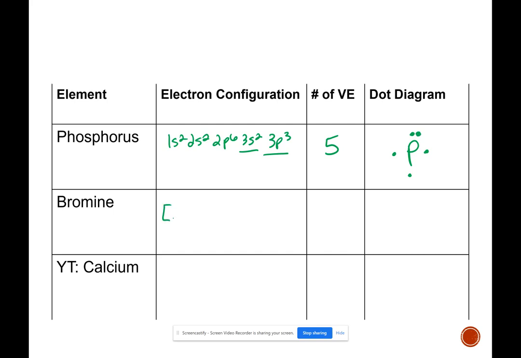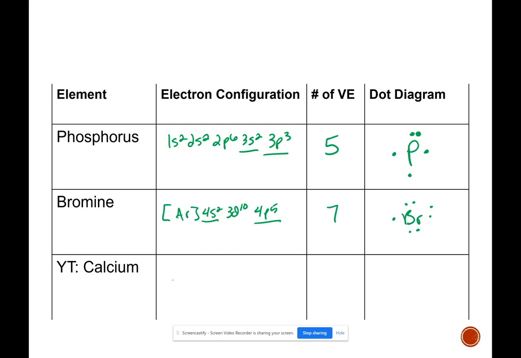Bromine, I'll do the abbreviated one here, is argon, 4s2, 3d10, 4p5. And so when you do an abbreviated configuration, you can still see the valence electrons because those are always going to be on the outside. They're the highest energy level. So those will be outside of the abbreviation. So bromine's highest energy level is energy level 4. I have 2 in the 4s and 5 in the 4p, and so I have 7 valence. So when I'm doing the dot diagram, 1, 2, 3, 4, 5, 6, 7.